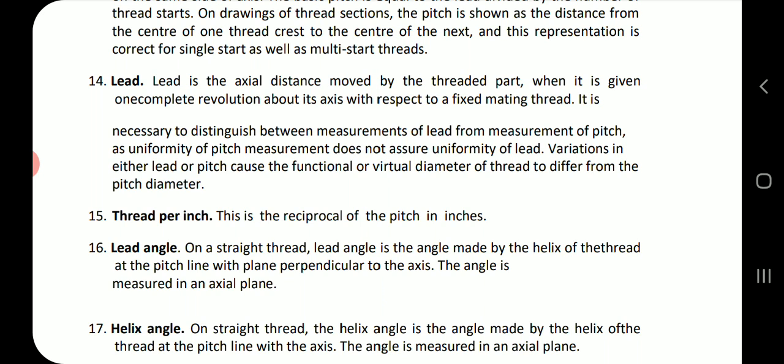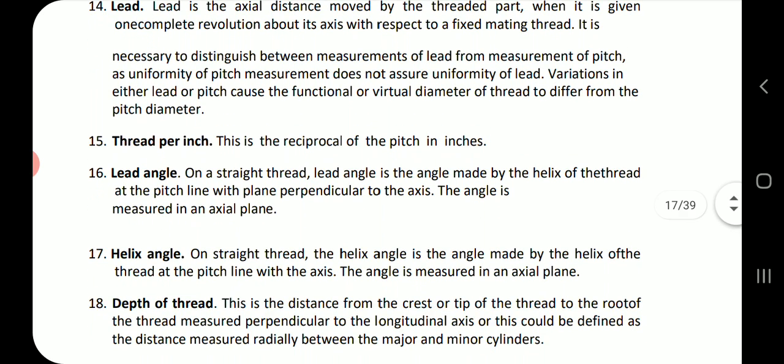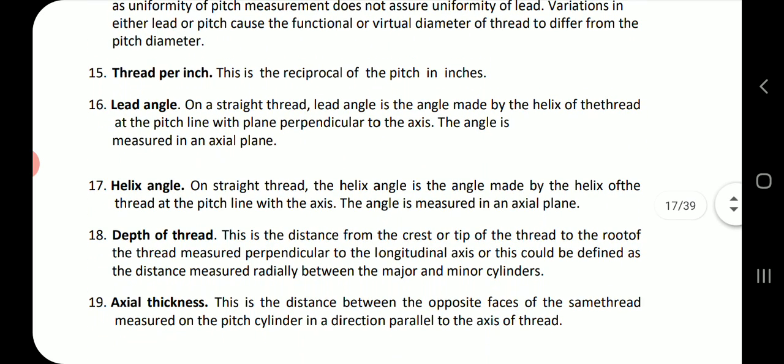Lead angle. On a straight thread, lead angle is the angle made by the helix of the thread at the pitch line with a plane perpendicular to the axis. The angle is measured in an axial plane. Helix angle. On a straight thread, the helix angle is the angle made by the helix of the thread at the pitch line with the axis.